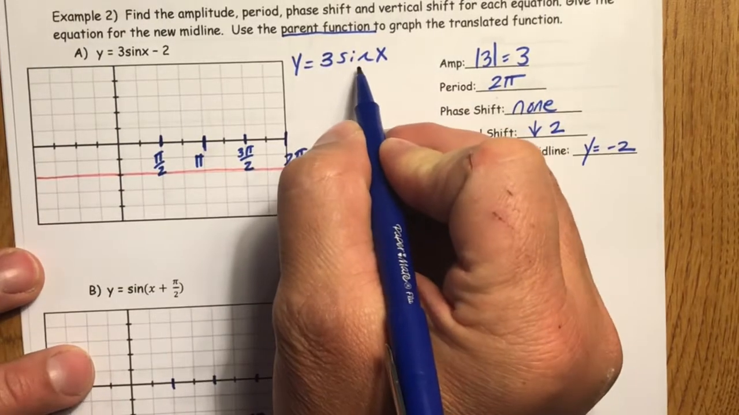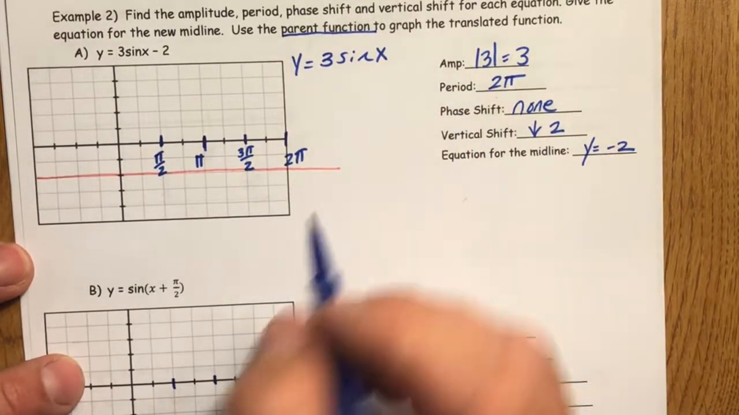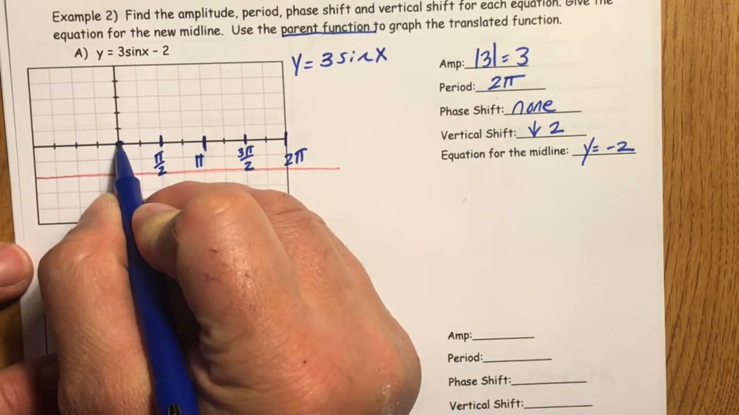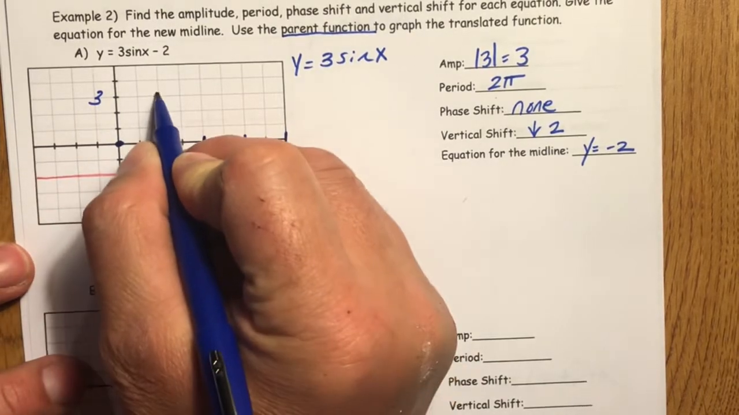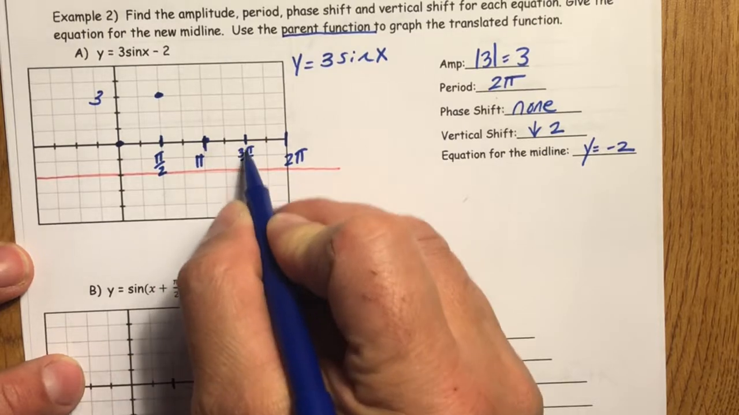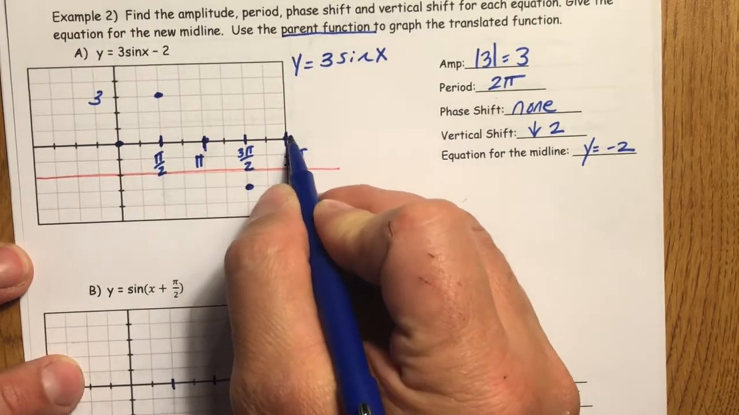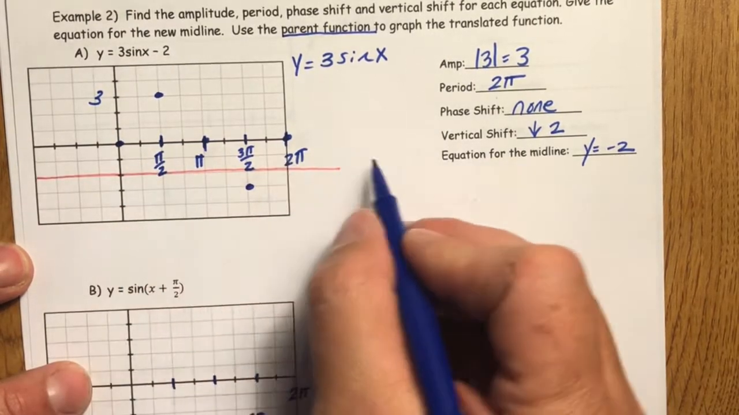Okay, 3 sine theta, or x. All right, here we go. It's sine, so we're going to start at our 0. We're going to go to a max of 3, so 0, max, 0, minimum, 3, and then 0. Now, before I did this, I should have explained how I mark this out.